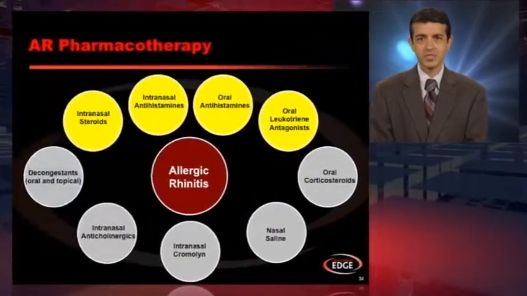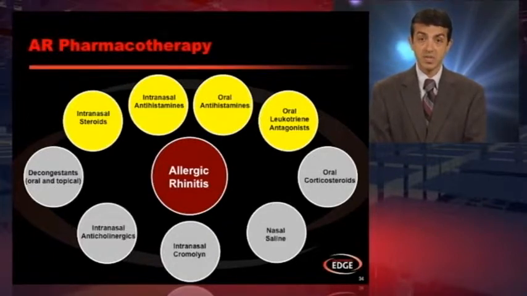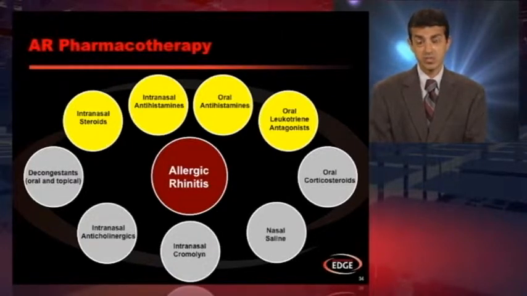Here's the pharmacopoeia for allergic rhinitis: intranasal steroids, intranasal antihistamines, oral antihistamines, which are now available over the counter, oral leukotriene antagonist, and then we have oral corticosteroids, which obviously are not preferred due to side effects unless absolutely necessary, nasal saline, which we use significantly, a lot, in patients at National Jewish, intranasal cromolyn, which has fallen by the wayside to some degree. There's the intranasal anticholinergics, which are approved really only for rhinorrhea, not for the other symptoms that we see reported in AR, such as congestion. And then there are oral and topical decongestants.